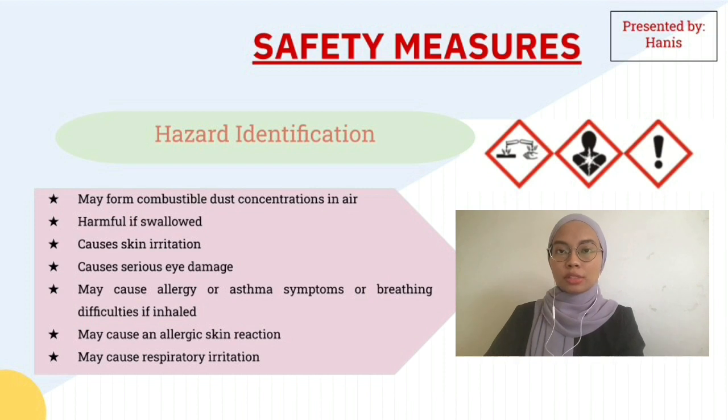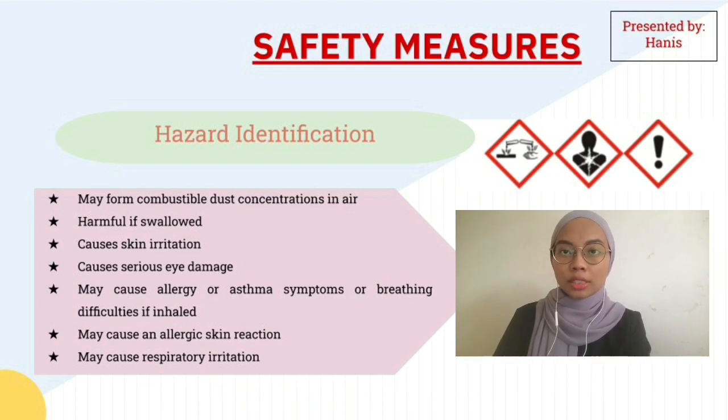For safety measures, there are three common hazard identification symbols associated with phthalic anhydride. They are the corrosive symbol, the health hazard symbol, and the third one is the irritant symbol. Phthalic anhydride may form combustible dust concentrations in air, is harmful if swallowed, can cause skin irritation, can cause serious eye damage, may cause allergy or asthma symptoms or breathing difficulties if inhaled, and may also cause an allergic skin reaction and respiratory irritation.